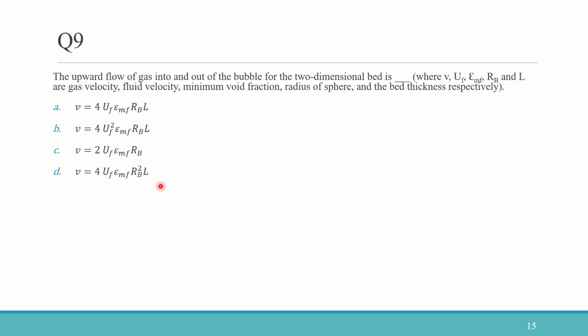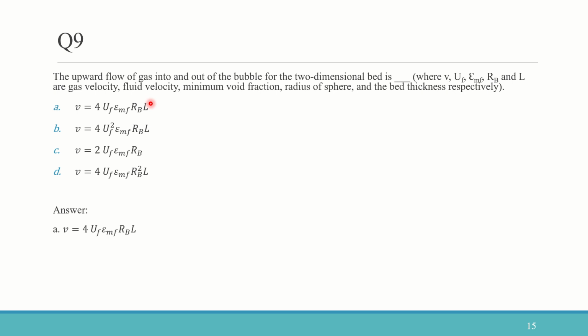So all these formulas have something in common. It's a function of all the variables given. So first, we have the formula, which we know the answer as 4 into UF into epsilon MF into RB into L. So the answer is option A. Option A is the right answer.